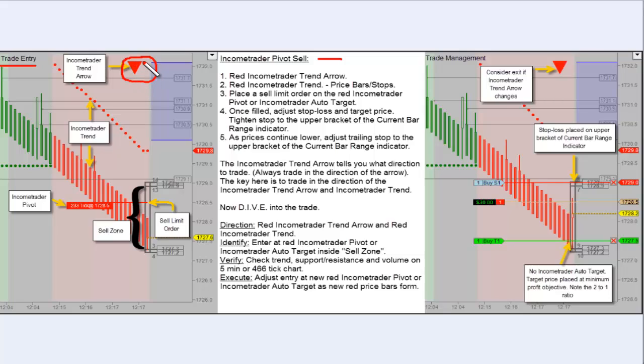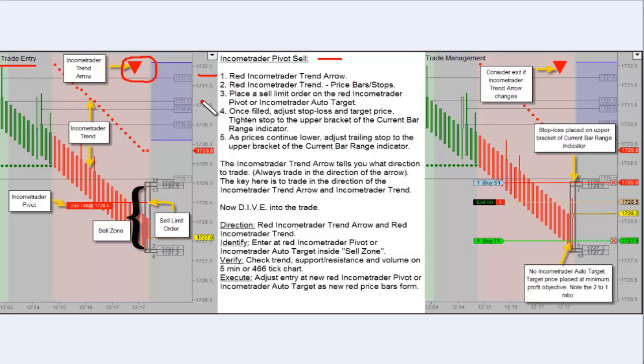If we follow the arrow, we know that we should only be looking for shorts. If it's a green arrow and we follow the arrow, we should only be looking for longs. In this case, we have a red arrow, so we're looking to sell the market. All right, now that we've identified the trend, the down red arrow, we want to look for a possible Incometrader pivot sell setup. And we do have one on this chart, so let's go over that example.